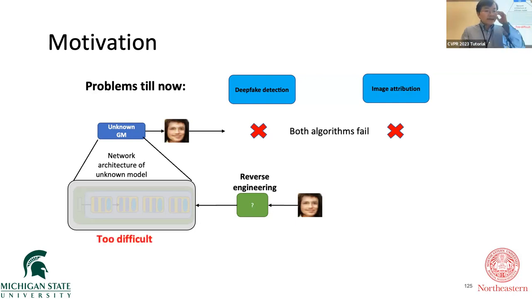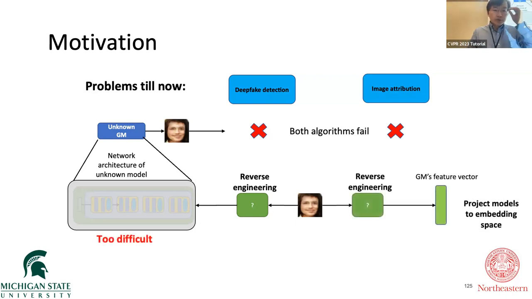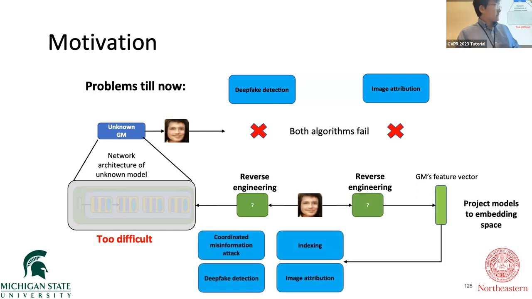Of course, this is not an easy job, so one approach we're trying is, can we define some latent description, we call this a feature vector, that is indicative of the architecture. With that feature representation, the benefit is that it becomes an intermediate representation. You can do things like coordinated misinformation attack indexing, as well as attribution and deepfake detection. So it becomes an intermediate representation for you to do multiple tasks.